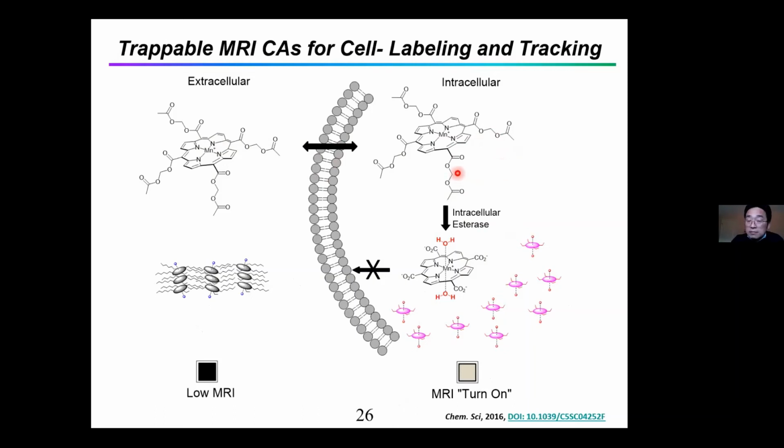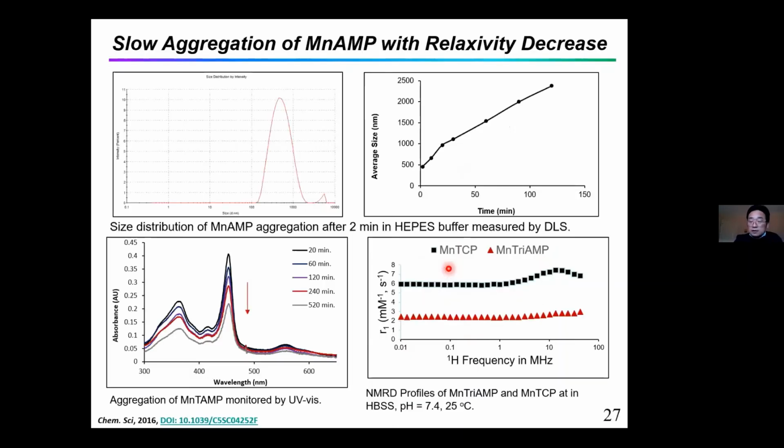And those AM esters could be hydrolyzed by an enzyme called esterase, intracellular esterase, which can be found in almost any cells, and that would release the active form, the manganese TCP, which we know is highly active in MRI. And because this is now negatively charged, the TCP form, once hydrolyzed inside the cell, cannot escape, and it will be trapped and enriched further in the cells.